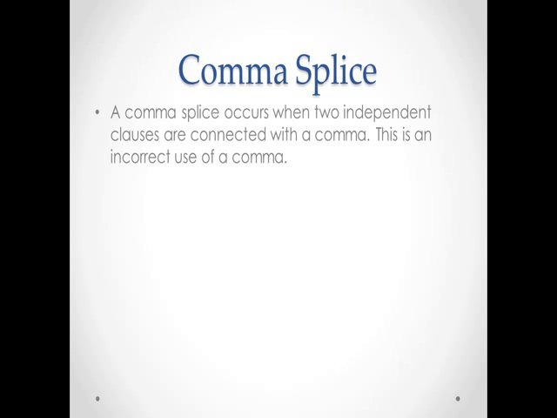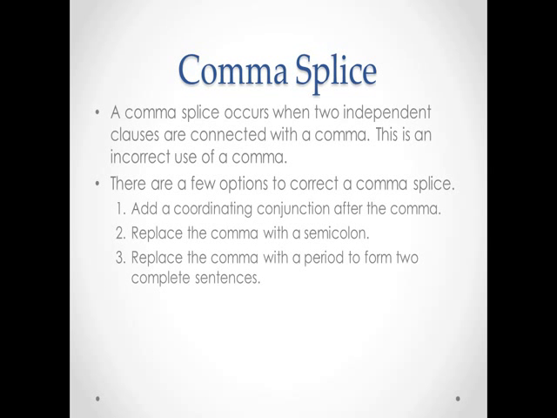So a comma splice occurs when two independent clauses are connected with a comma, no coordinating conjunction. So it's just a comma, and that makes it a comma splice. It's just basically an incorrect use of a comma. So a few options to correct a comma splice is to add the coordinating conjunction after the comma, to replace the comma with a semicolon, or to replace the comma with a period to form two complete sentences.